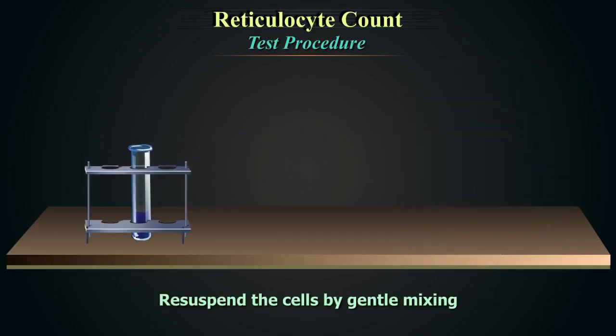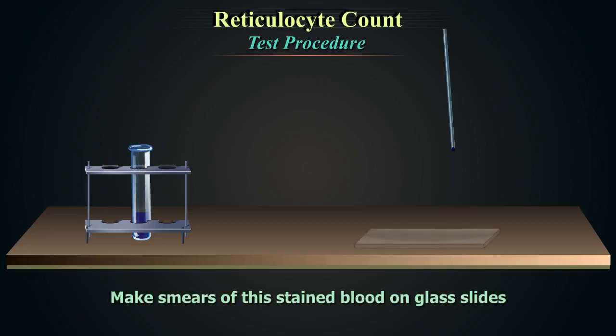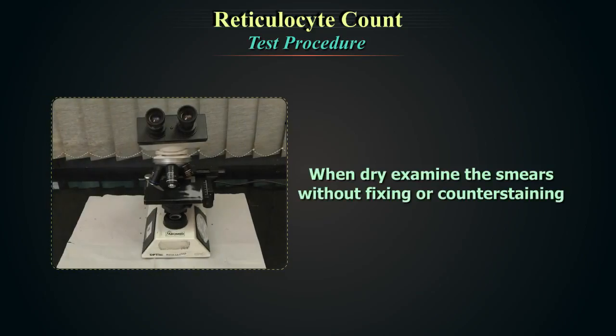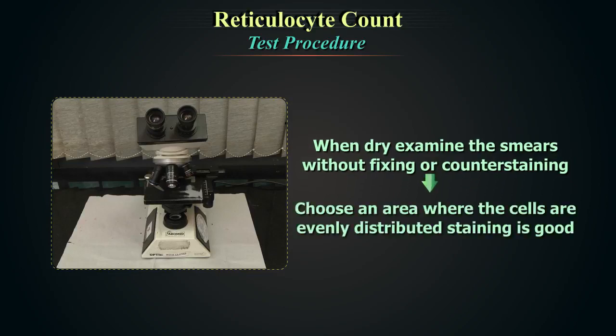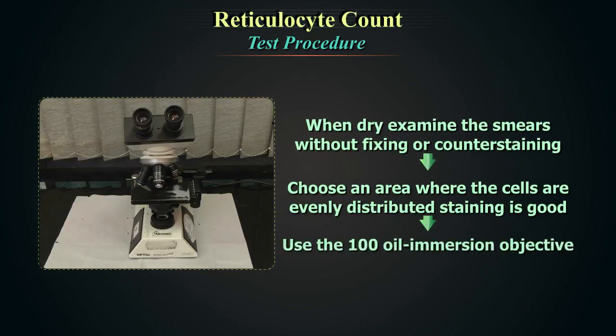Resuspend the cells by gentle mixing. Make smears of this stained blood on glass slides. When dry, examine the smears without fixing or counter staining. Choose an area where the red cells are evenly distributed and the staining is good. Use the 100x oil immersion objective.